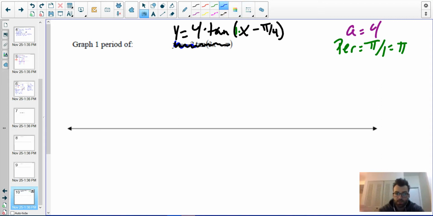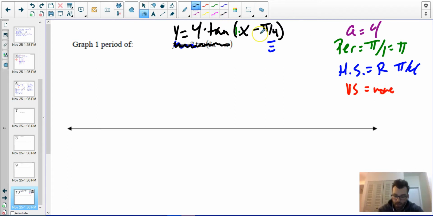Our horizontal shift is our c value, which is right pi over 4. Vertical shift, none. Interval is our period over 4, which is pi over 4. And there is no flip. Okay, so now, notice how there's not a y-axis here.